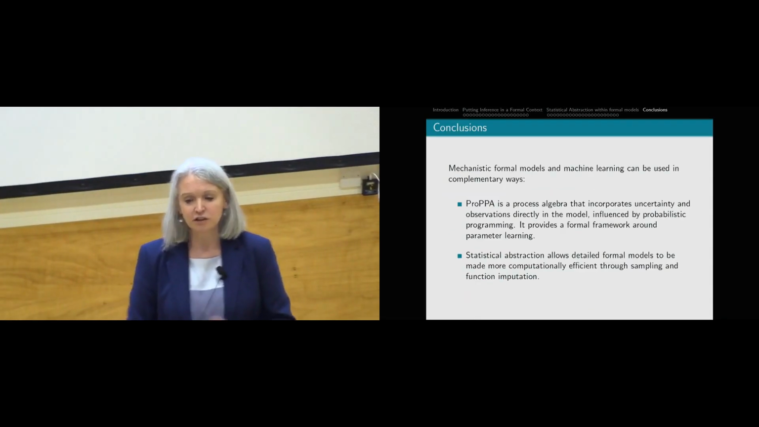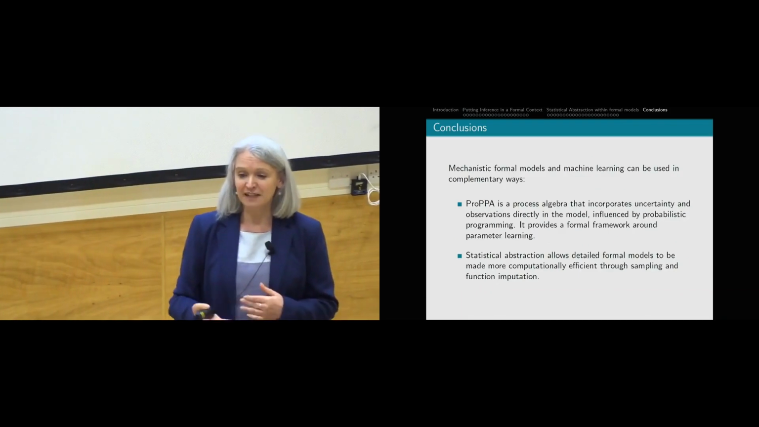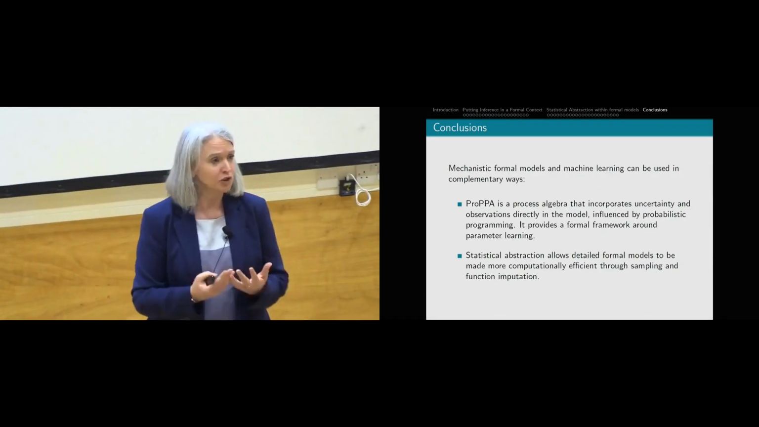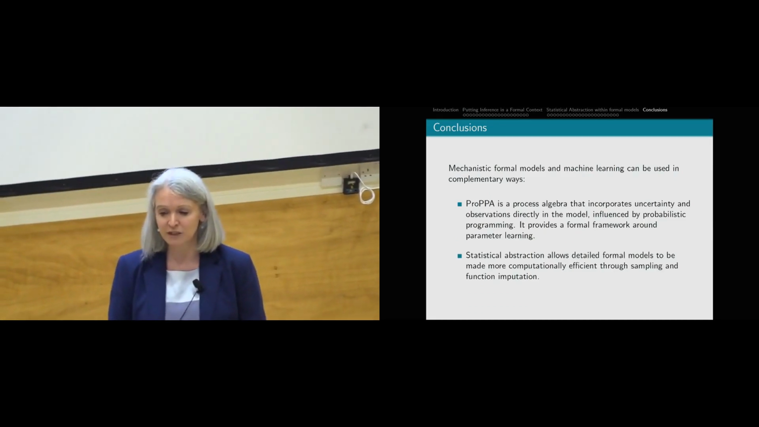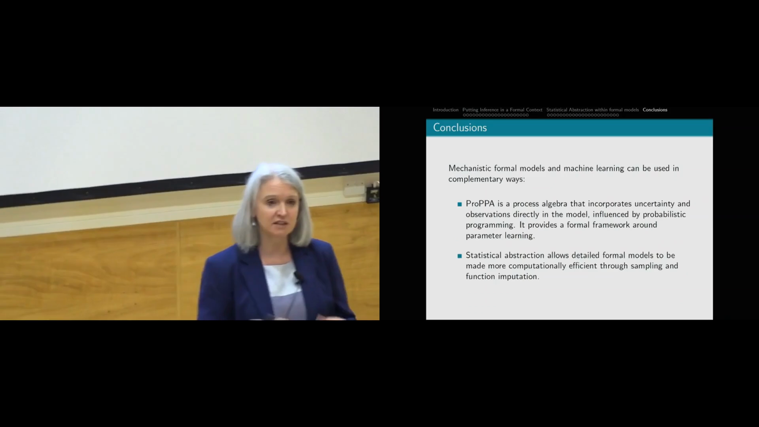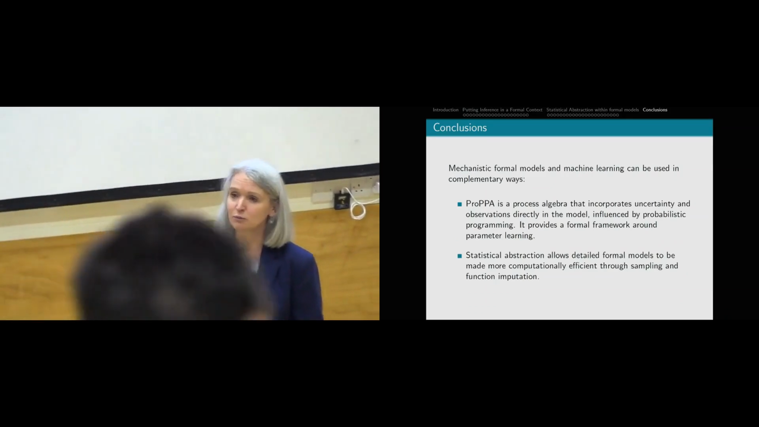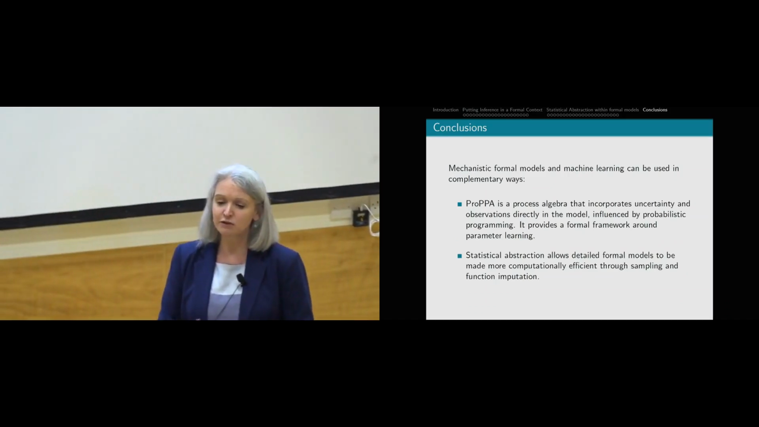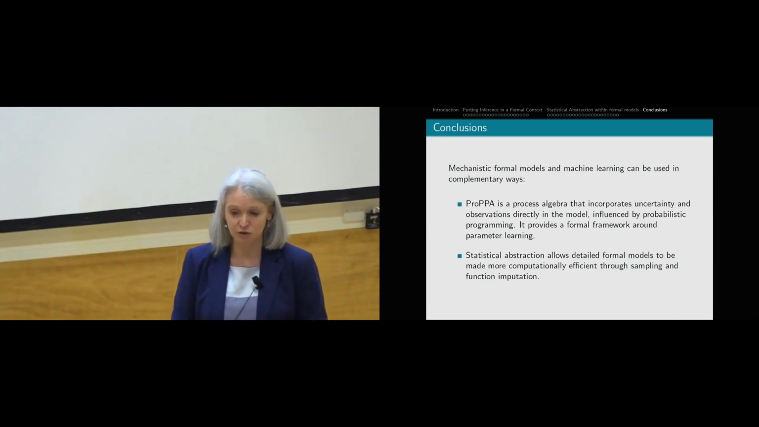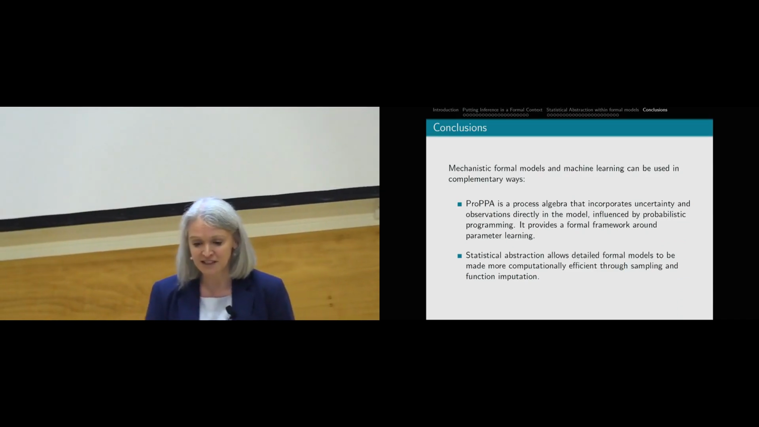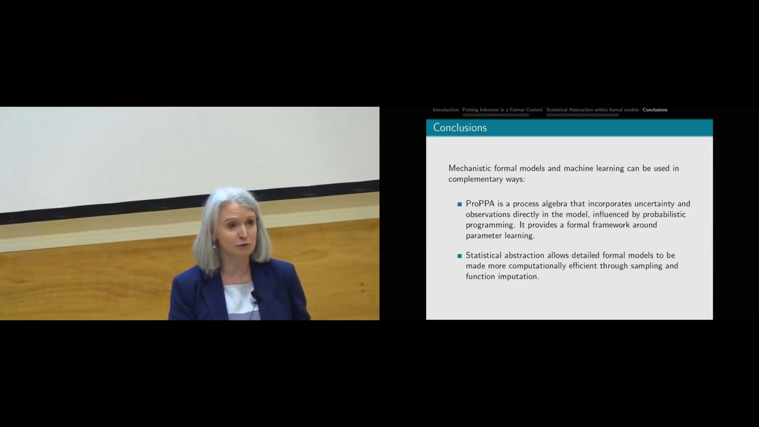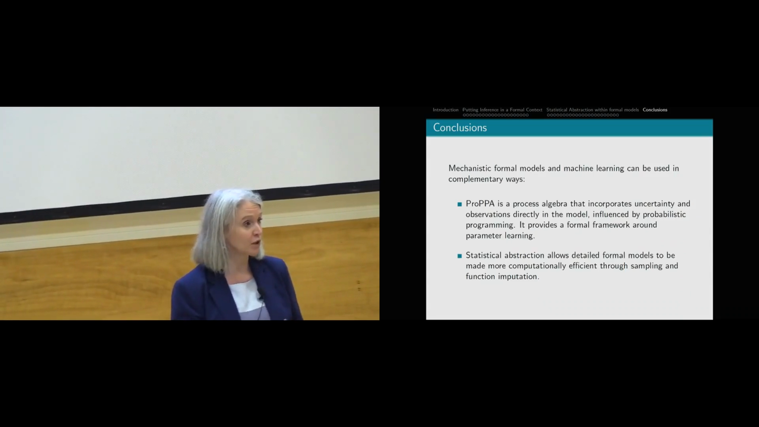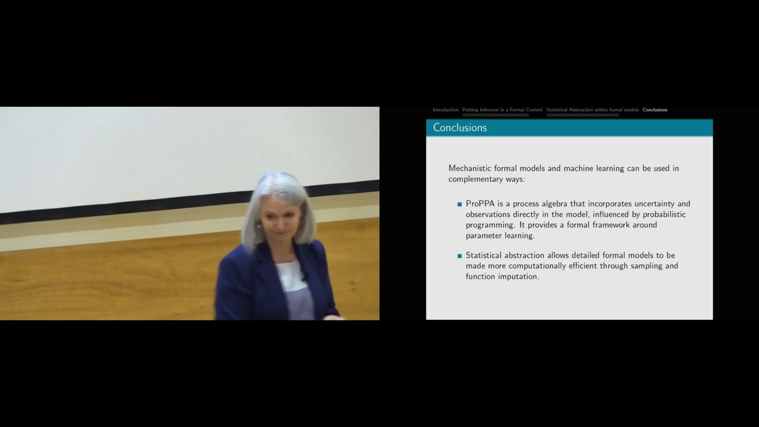So just to conclude, mechanistic formal models and machine learning models can be used in very highly complementary ways. What we saw was we could bring uncertainty into the formal models and at the same time give a formal framework that can be used for parameter learning. And with the statistical abstraction, we can build our mechanistic and formal models and then use the machine learning to make them easier to work with and to abstract.